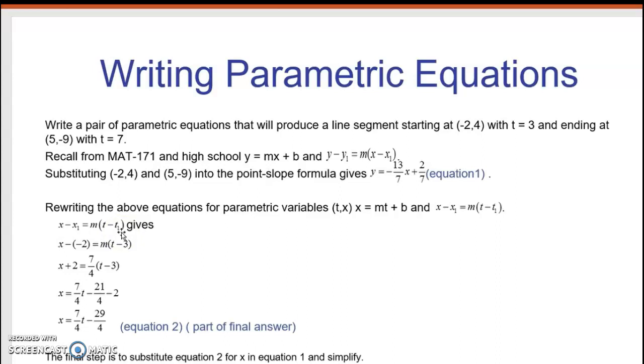So, plugging in our point, (-2, 4), that was given, along with a value of t here in the parametric form. Precisely, we actually only need to plug in for x and for t. So plugging in -2 for x, 3 for t. Solving, our final answer is x equals 7/4 t minus 29/4.